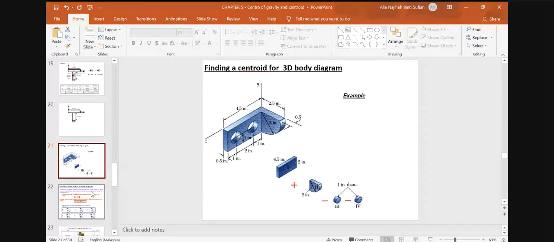Okay, finally, let's see how we are going to find a centroid for 3D body diagram. This is the example of 3D body diagram. You are basically having 4 different parts, yeah? The rectangle, okay? You take out the rectangle and then you have a quarter circle, okay? And then you have a circular hollow here.